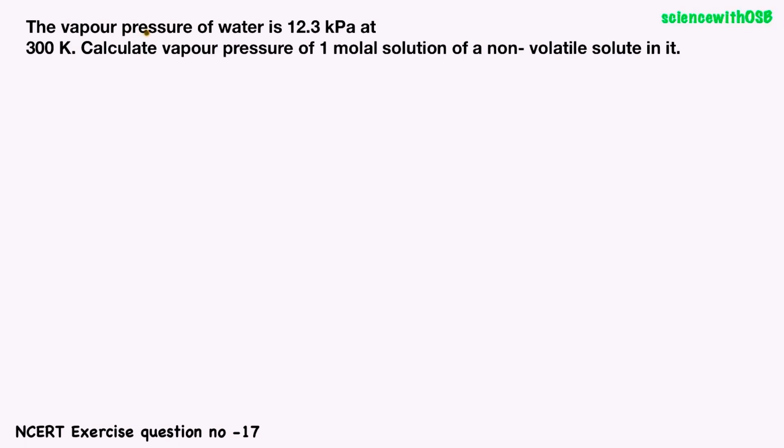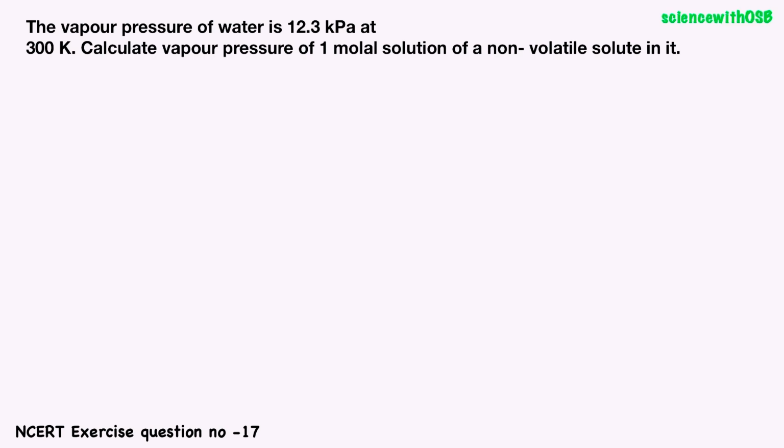The vapor pressure of water is 12.3 kilopascal at 300 Kelvin. Calculate the vapor pressure of a 1 molal aqueous solution of a non-volatile solute in it. How to do this question? For understanding that, understand the context of the question.